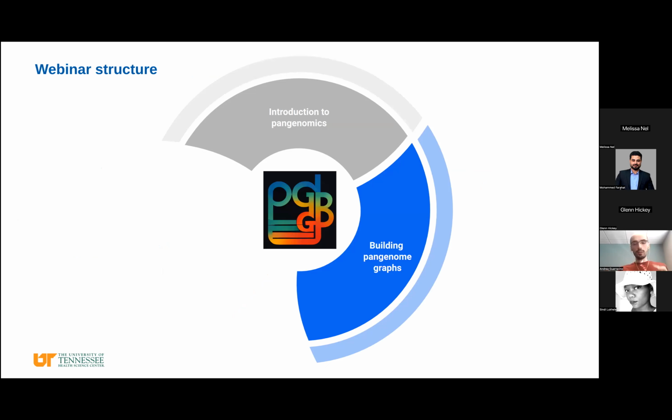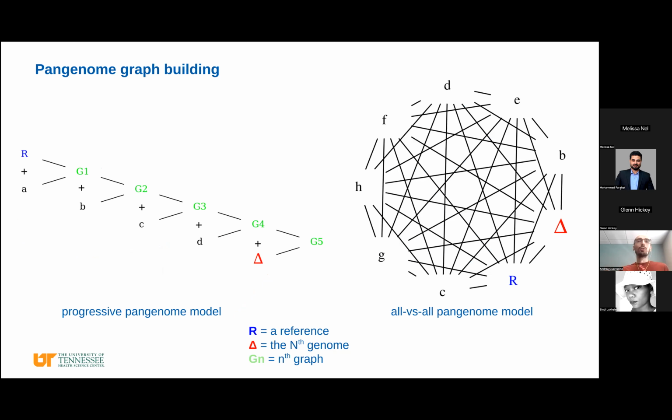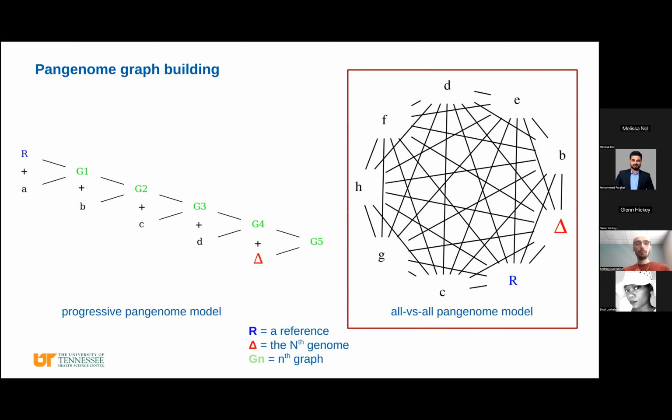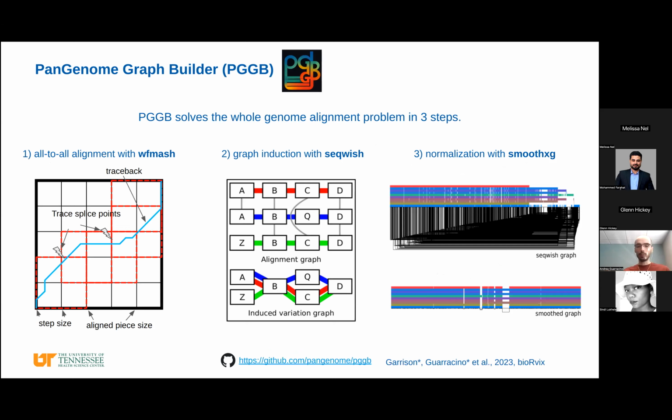I will talk about pangenome graph construction in this second part of the webinar. There are 2 main ways to build a pangenome graph. On the left is the progressive approach, on which Minigraph and Minigraph-Cactus are based. To the right, there is an all versus all approach that's more general. You compare everything against everything, but it's also harder and more computationally expensive. But this is the approach that we apply in our pangenome graph builder pipeline, PGGB.